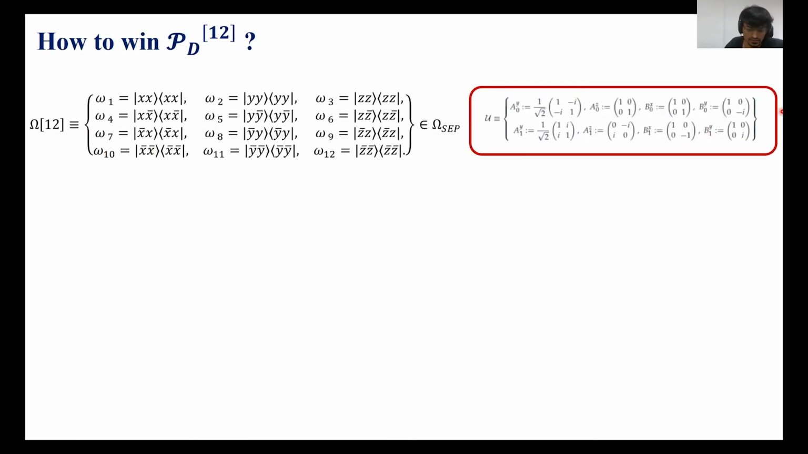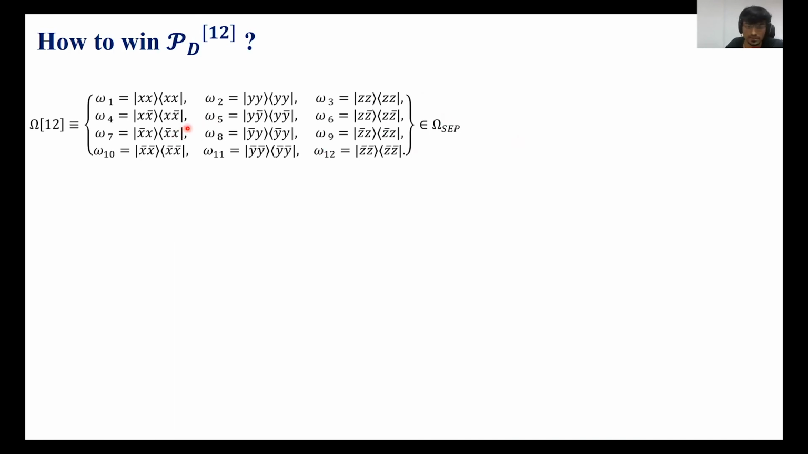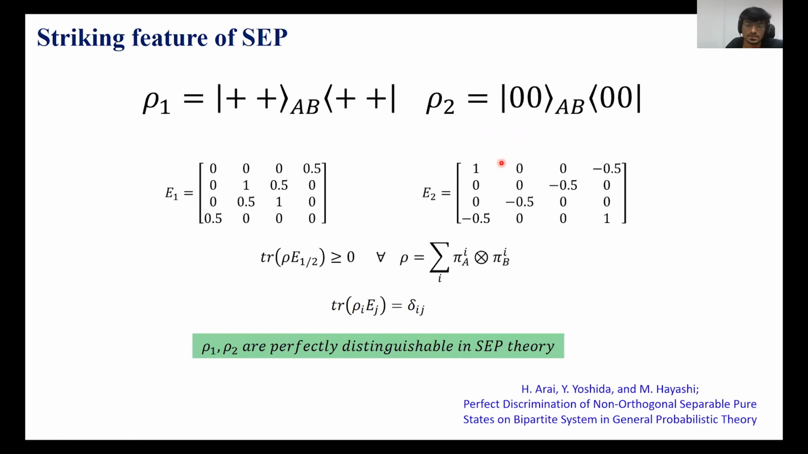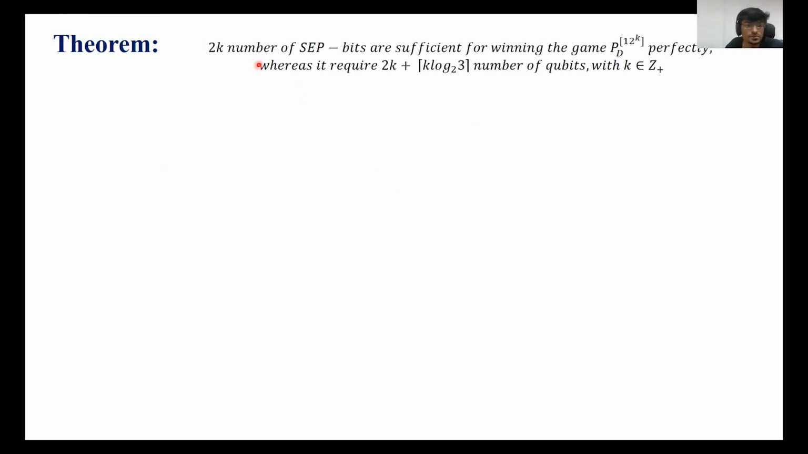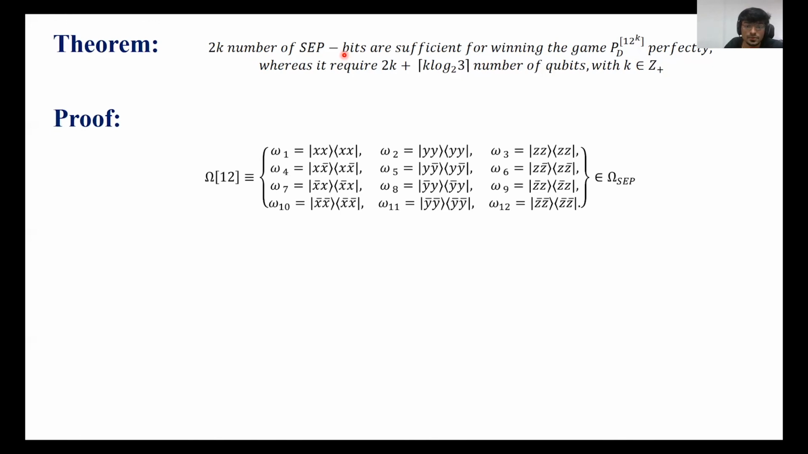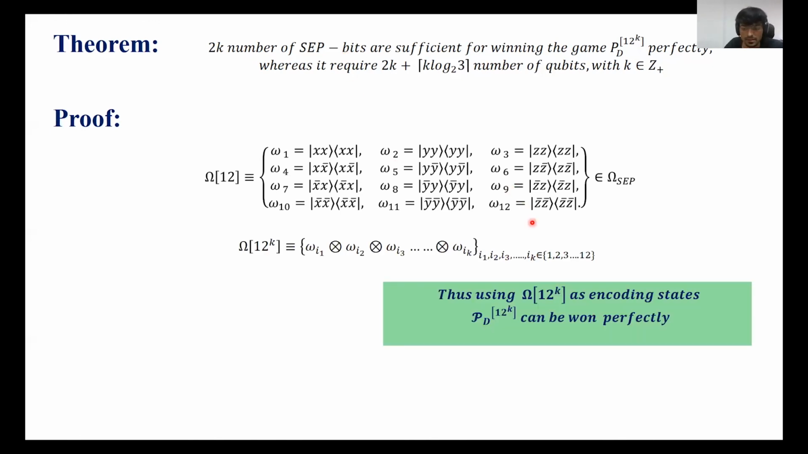I'm not going to discuss the rigorous proof here, but it's fairly straightforward. All we have to do is construct such measurements so we can distinguish all 12 such states. And finally, I'd like to give a theorem. If we play this PD12 power k game, it's easy to see that this many quantum qubits are required, but 2k subqubits are sufficient. The proof is fairly straightforward, but the implication is nice. Thus using this particular game, we can win by just 2k bits, and for quantum it would require at least this much.